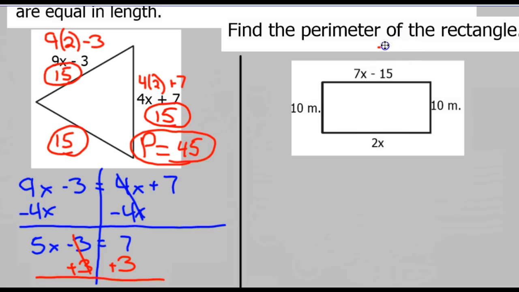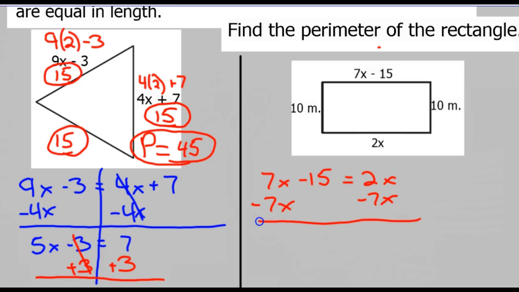Here we got to find the perimeter of our rectangle. So what we're going to do is we need to find what x is first. So I'm going to put 7x minus 15 equal to 2x. Now, I do have more positive x's over on this side, but if I move the 2x, that'll leave nothing here. So what I'm going to do is move the 7x. So we get negative 15 equals 2x minus 7x, gives us negative 5x. Divide by negative 5.